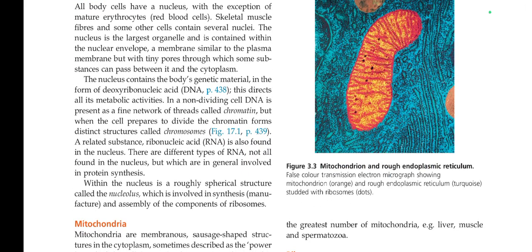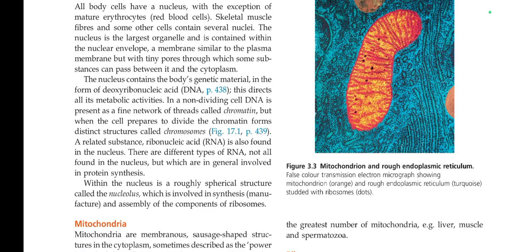The nucleus contains the body's genetic material in the form of deoxyribonucleic acid, DNA. This directs all its metabolic activities. In a non-dividing cell, DNA is present as a fine network of threads called chromatin. But when the cell prepares to divide, the chromatin forms distinct structures called chromosomes. A related substance, ribonucleic acid, RNA, is also found in the nucleus.